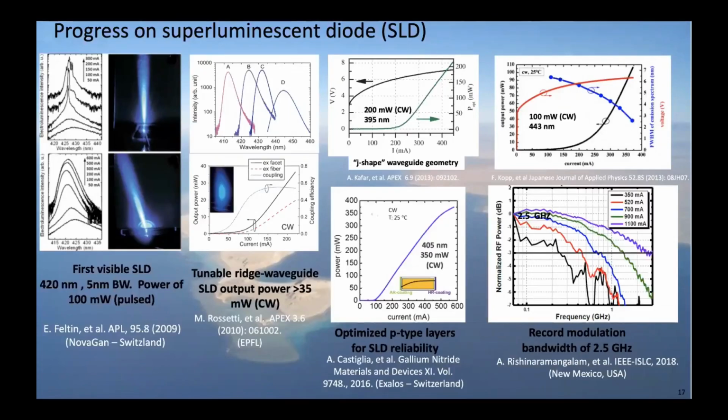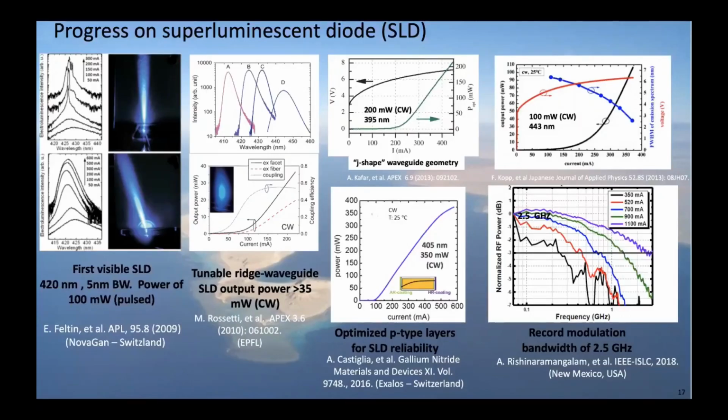Early on, up to 10 years ago, Novagan, which is a company in Switzerland, already ventured into this field. They got about 100 milliwatt of power and a bandwidth. Bandwidth here, BW, actually stands for the line width. How good is the coherency? EPFL also looked into it quite a bit. But the general problem is the line width is relatively narrow, and also the power is quite low because the slope efficiency is quite low in this class of device.